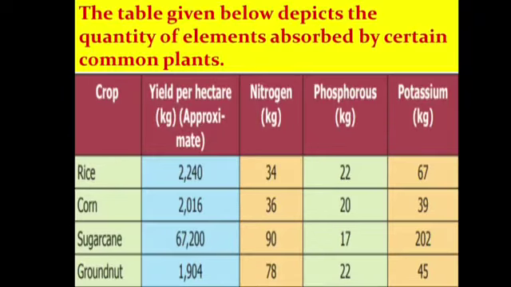The table given below depicts the quantity of elements absorbed by certain common plants. So the crop is given and what is the yield? That is per hectare in kg approximately, and they have given how much nitrogen, phosphorus and potassium is absorbed by these common plants. So from the table you can see the quantity of elements absorbed by certain common plants.